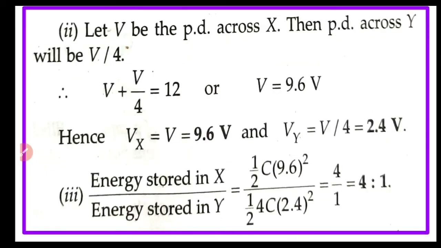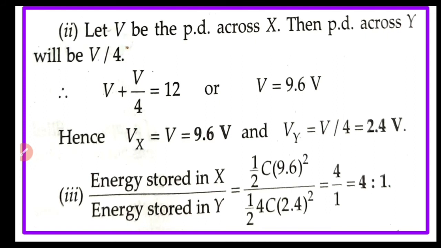Now the potential difference. Potential difference, you know, it is inversely proportional to capacitance. So Y has got more capacitance than X. So if we take V as the potential difference across X, then potential difference across Y will be what? V by 4, because capacitance is 4 times the capacitance of X. That means Cy is equal to 4Cx. So potential difference will be just opposite. If V is the potential difference of X, for Y the potential difference will be V by 4.